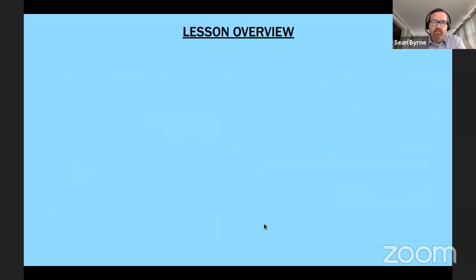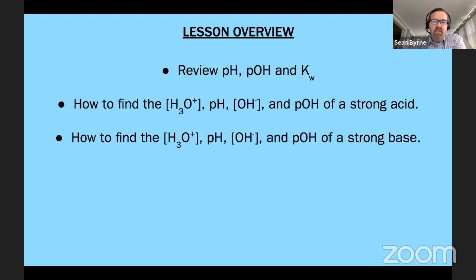The overview, the plan that I have for today, is we'll do a quick review of the problems that Mr. Faribaugh gave you yesterday and the topics that he covered in terms of pH, pOH, and Kw. And then by the end of today's class, you should feel really comfortable finding the hydronium ion concentration, the pH, the hydroxide ion concentration, and the pOH of a strong acid and a strong base. We'll give you multiple opportunities to do that directly. And then we'll give you a couple of AP problems or AP-like problems to be able to take your skills to the next level.